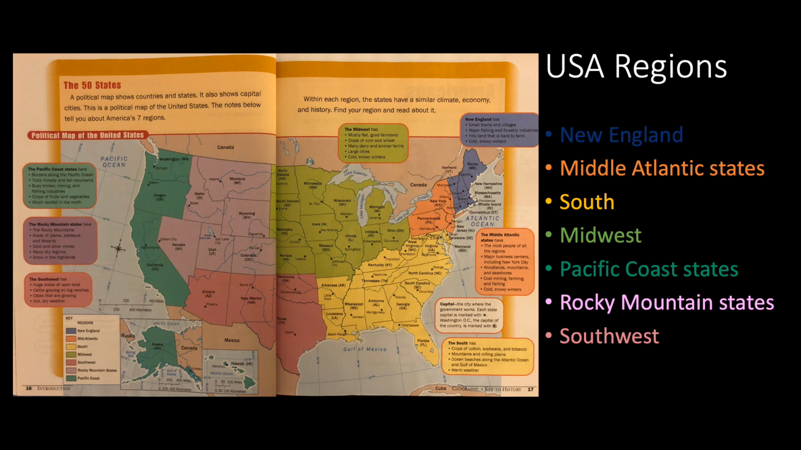And then in California and Oregon especially, there are lots of crops. So fruits and vegetables, instead of corn and wheat like in the Midwest, we grow fruits and vegetables out here. And then there's a lot of rainfall up here in Washington, Oregon, and Alaska. It gets the most rain of any other part of the United States.